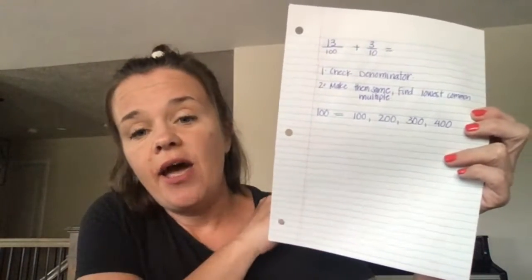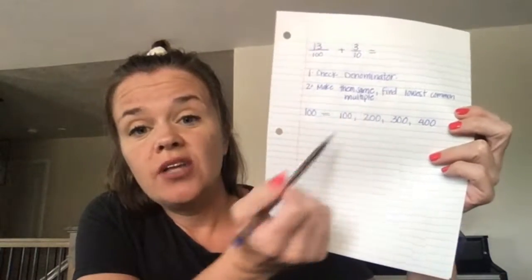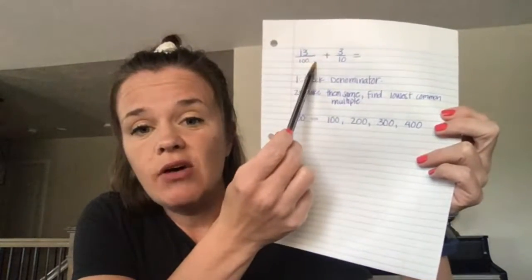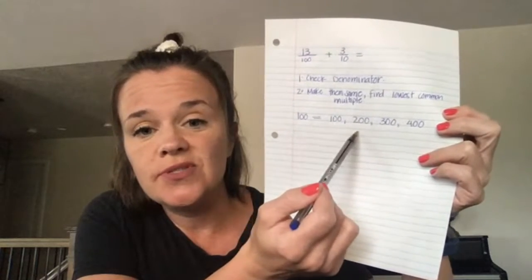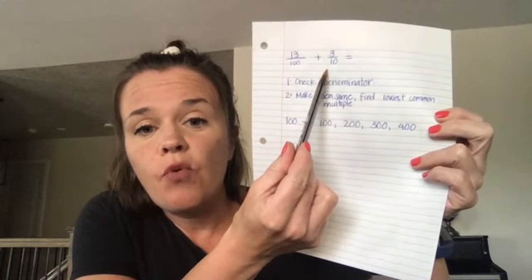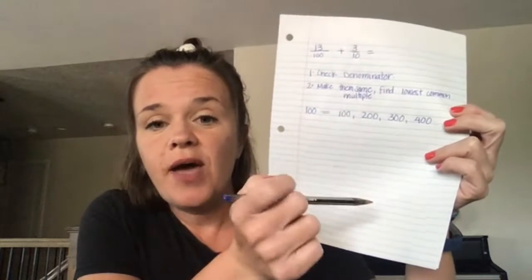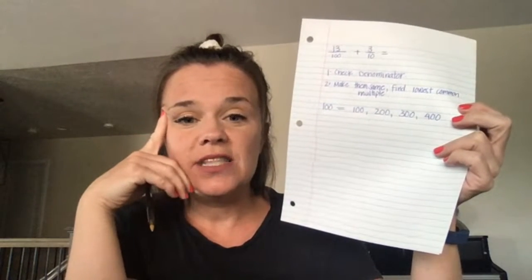Okay, now, so I listed out my multiples of 100. Now I have to list out the multiples for 10. So think about it. How do I list the multiples of 10? All right, you're right. So I would count by 10, right? So I'd say 10, 20, 30, 40, 50, 60, 70, 80, 90, 100. Okay?